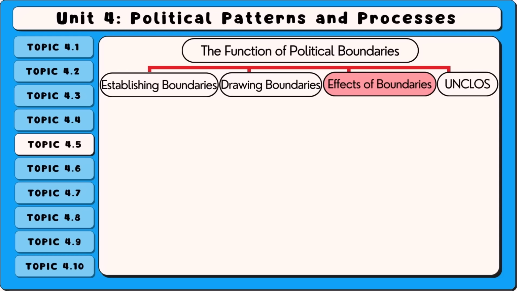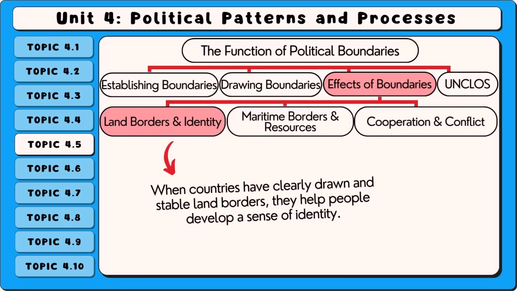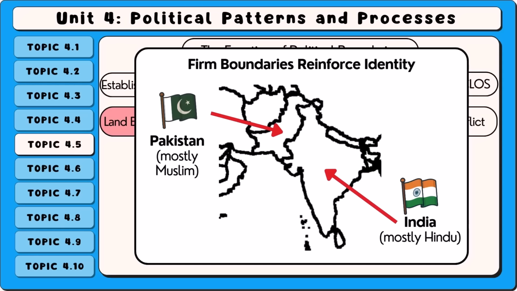Okay, our third concept for this lesson is the effects of political boundaries. Boundaries shape more than territory. They shape how people see themselves and how countries interact. In this section, we'll examine three key effects: how land boundaries shape identity, how maritime boundaries affect resources, and how boundary clarity influences cooperation or conflict. Let's begin with land boundaries and identity. When countries have clearly drawn and stable land borders, they help people develop a sense of national identity. To go back to the India and Pakistan example, the border between these two nations restricts the flow of people between the two countries and reinforces their ethnic and religious differences. That boundary helps maintain their national differences and limits contact.